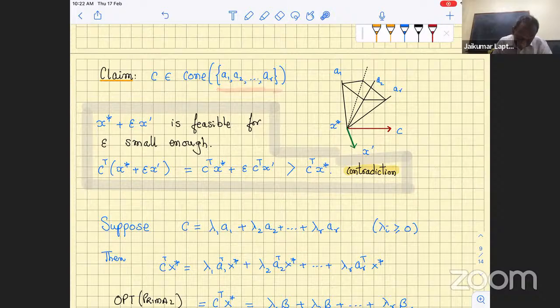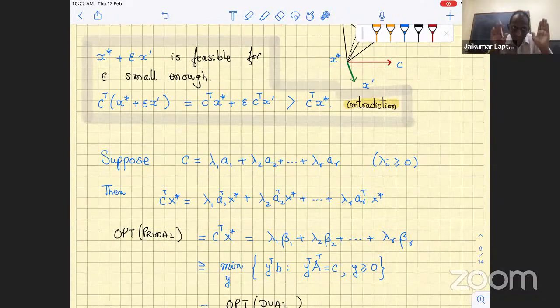Is everybody okay with the claim? If that objective vector was not trapped in these normals, we would have been able to improve the optimum. We are assuming that the primal has an optimal solution, and we want to show that the dual has an optimal solution and also has the same value. So let us see.